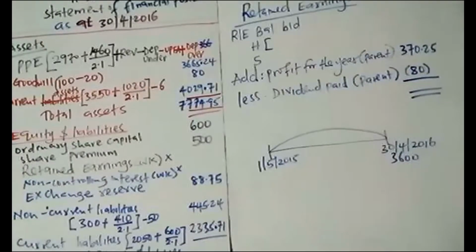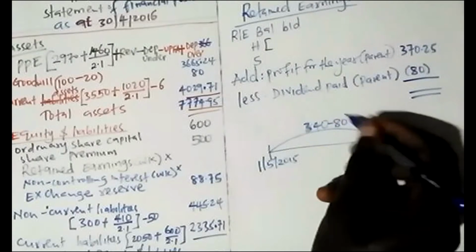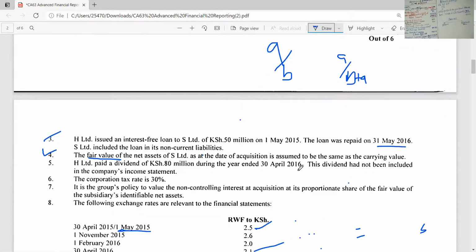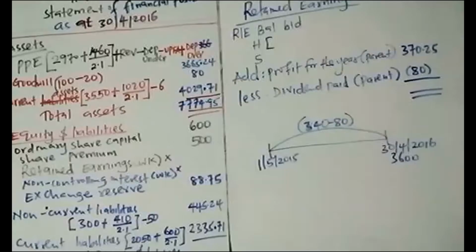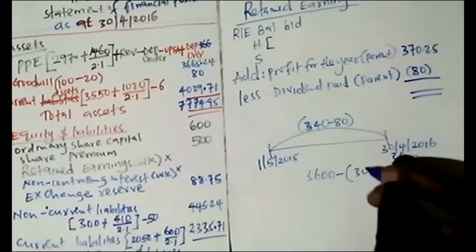So the 340. But we need to minus the 80, which is the dividends that were never captured. They said that in note 5, that the dividends were never captured in the books. H paid a dividend of 80 during the year ended 30th April 2016. These dividends had not been included in the company's income statement. So we need to subtract that because obviously, when you pay dividends, it's out of the profit. So which means that we can get the brought down. So we take 36, minus that 340, minus 80.